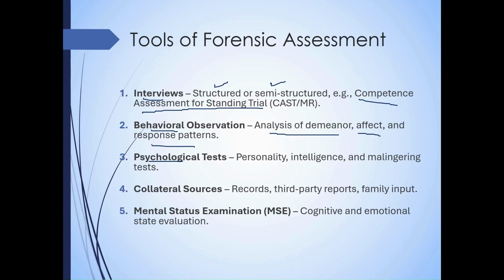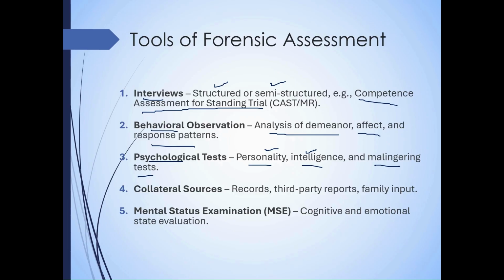The third one is psychological tests, and we have studied psychological tests, right? They give measurable data about personality, intelligence, and disorders. It is also going to tell whether the person is actually acting like they are mentally ill or not. So this involves malingering tests also. So we can have personality tests, intelligence tests, malingering tests, all sorts of these tests, which are going to give measurable data about all of the characteristics that are being tested here.